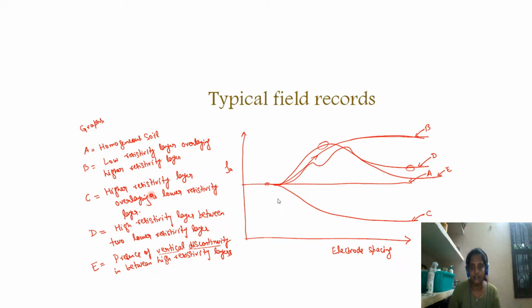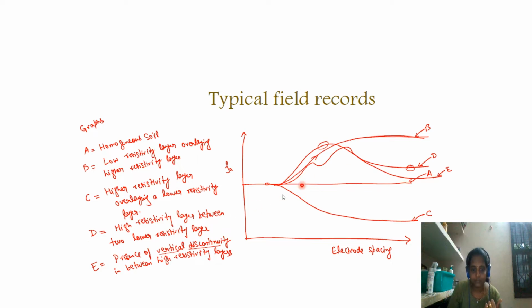Whereas C is going to be the mirror image of B, if we have a very high resistance layer, a very thick rock kind of layer at a shallow depth, and below that rock you have a soft clay. Such a stratum will have a graph like this.